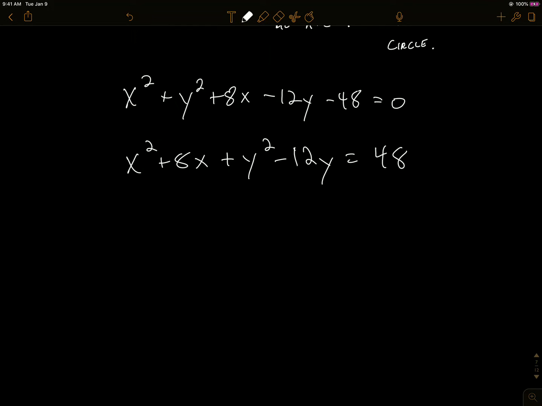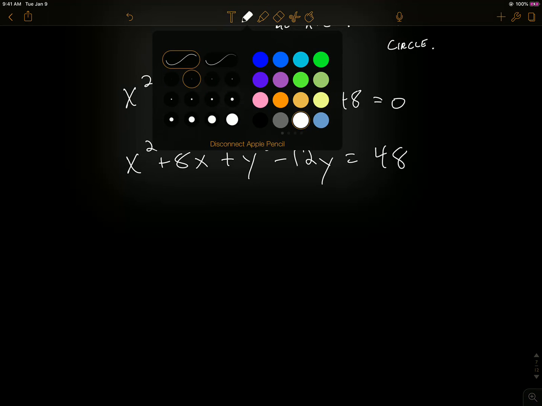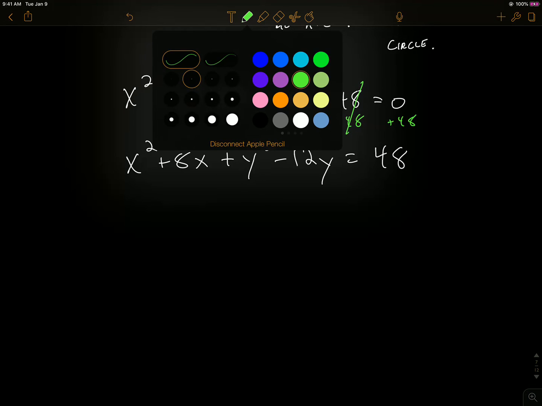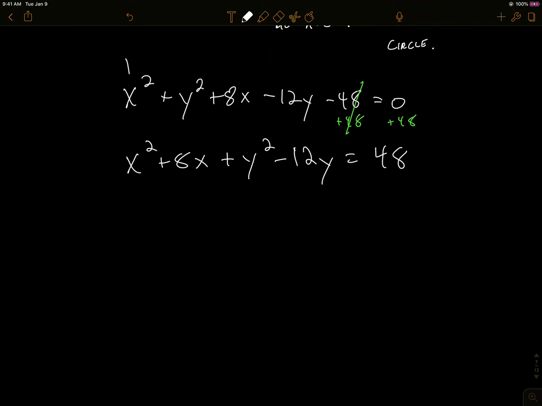And then we bring the constants over. So I'm going to add 48 to both sides here. Right? And then I grouped the x with the x and the y with the y. I just rewrote them. All right? So now what we're going to have to do is complete the square.